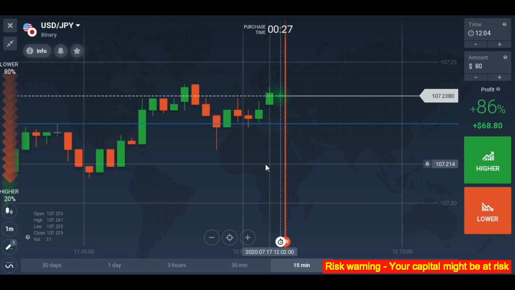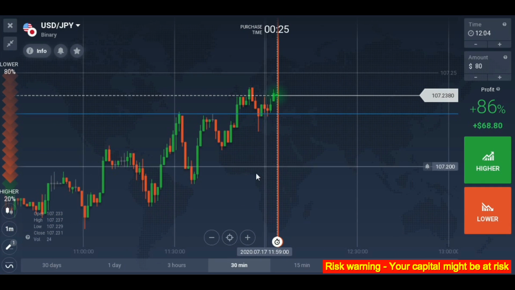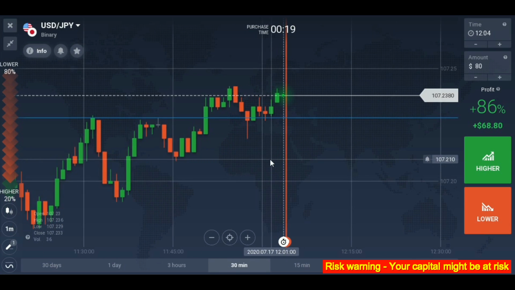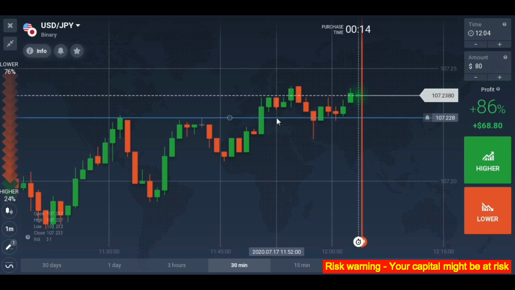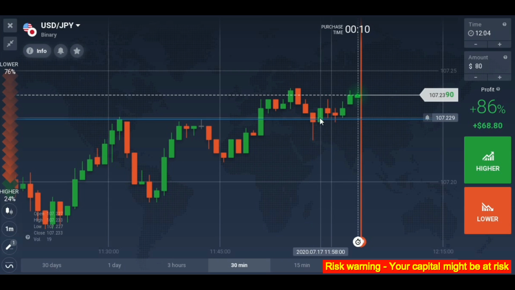Now let me explain you again. So as you can see, the market was in uptrend. We have taken the trade in the direction of the trend. This is the first thing. Second thing, we have the resistance level which was broken and it became support level. As you can see, it's been respected by the same candlestick. So this is the second thing.